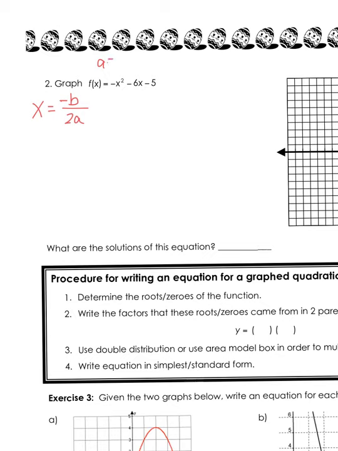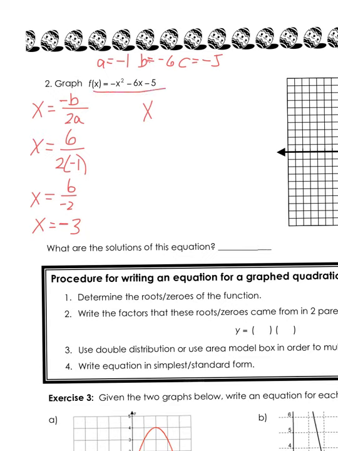And again, a equals negative 1, b equals negative 6, and c equals negative 5. So negative 6 is positive 6 over 2 times negative 1. This is going to be 6 divided by negative 2, which means x equals negative 3. That helps me because then when I go put this in y equals, I know that I want negative 3 to be in the middle of my table. So I'm going to put that in y equals, and then I'm going to get my table set up.